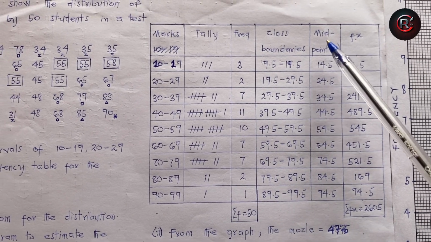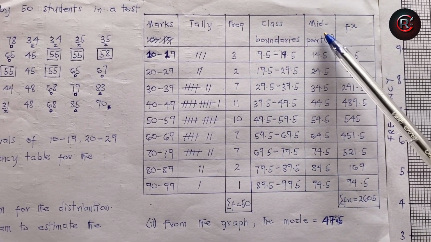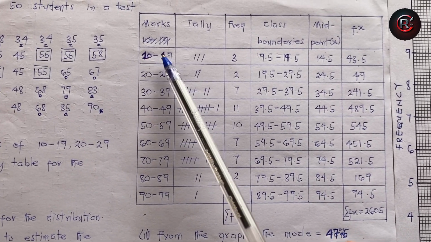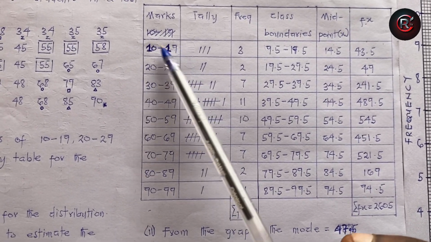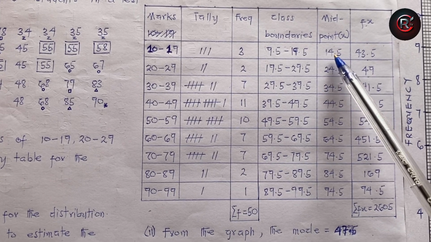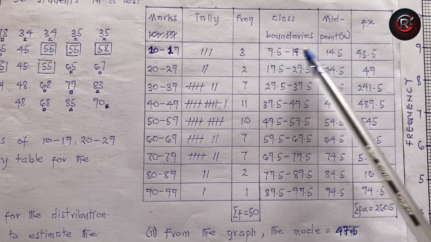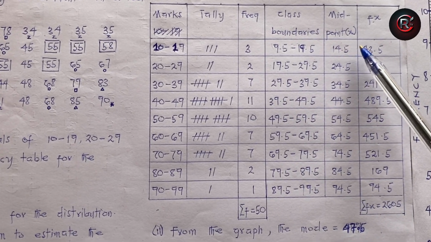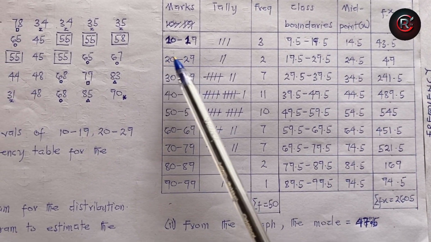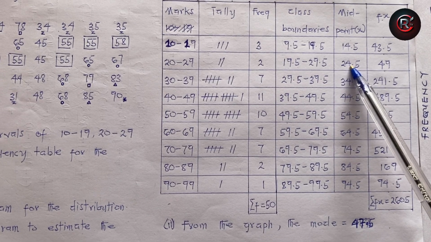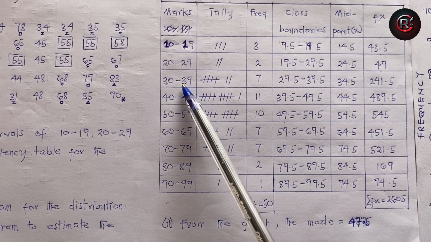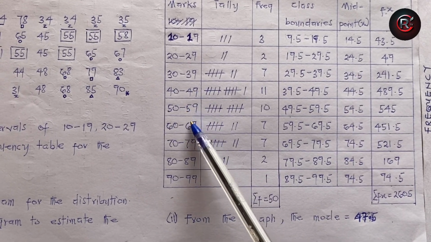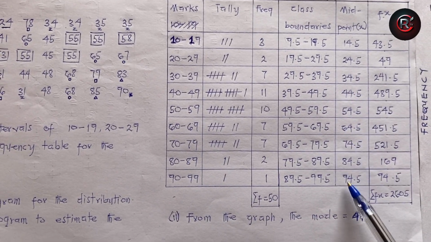After that, we come to our class midpoint. The midpoint is obtained by adding the lower class mark to the upper class mark, and whatever you get, you divide by 2, and that will be your midpoint. We can also use these ones to get our midpoint. So here we have 20 plus 29 divided by 2, we are going to have this. We have 30 plus 39 divided by 2, we are going to have this. So you do it for all the class intervals, then you put your midpoint here.